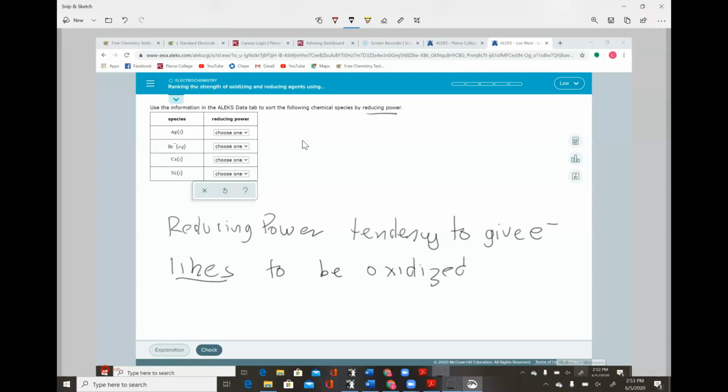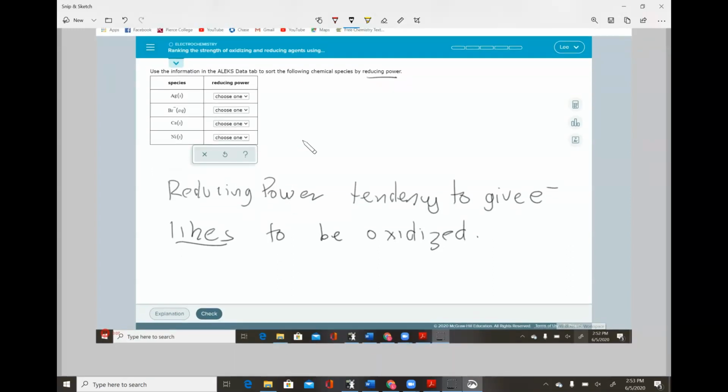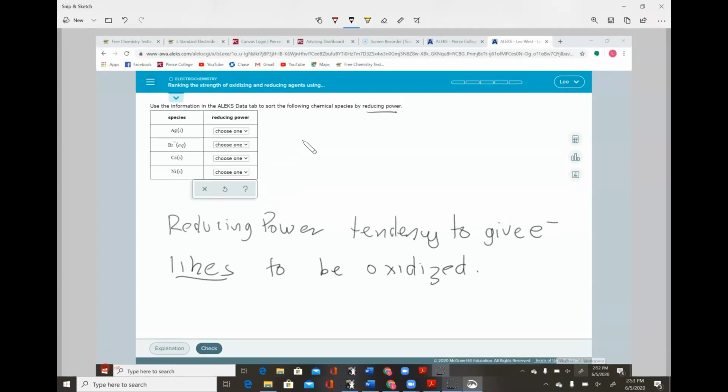So whenever they're asking you about reducing power, or what is the most powerful reducing agent, or what is the best oxidizing agent, anything like that, you always want to be very, very confident to interpret the question. So which of these things likes to be oxidized the most? So how you're going to judge this is by looking up the standard reduction potentials.